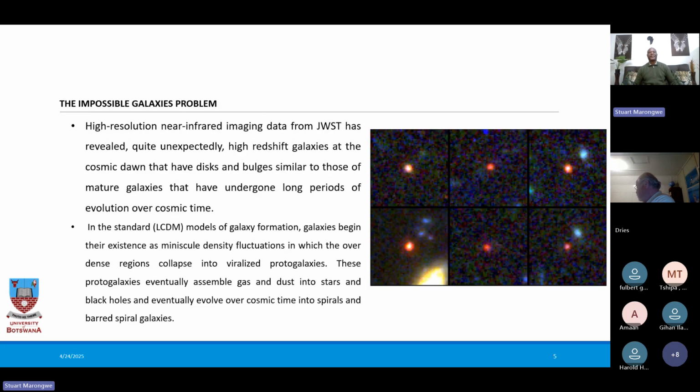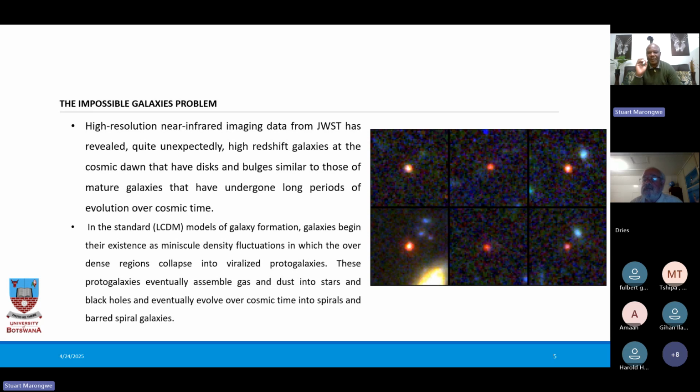So another mystery, apart from the dark matter mystery and the dark energy mysteries, there is this thing called the impossible galaxies. What has happened in the past 3 years? The astrophysical community and the cosmological community have witnessed some unprecedented discoveries in cosmology that they're usually called universe shakers because of the JWST telescope.